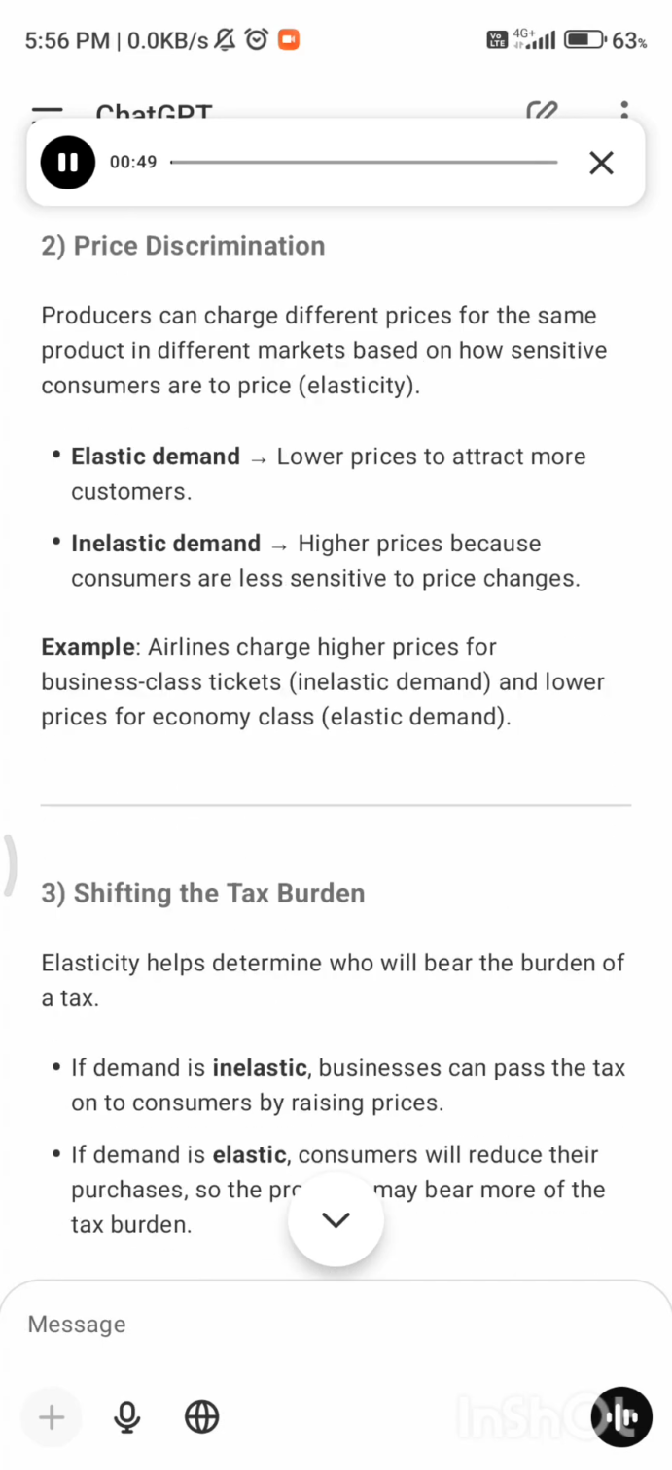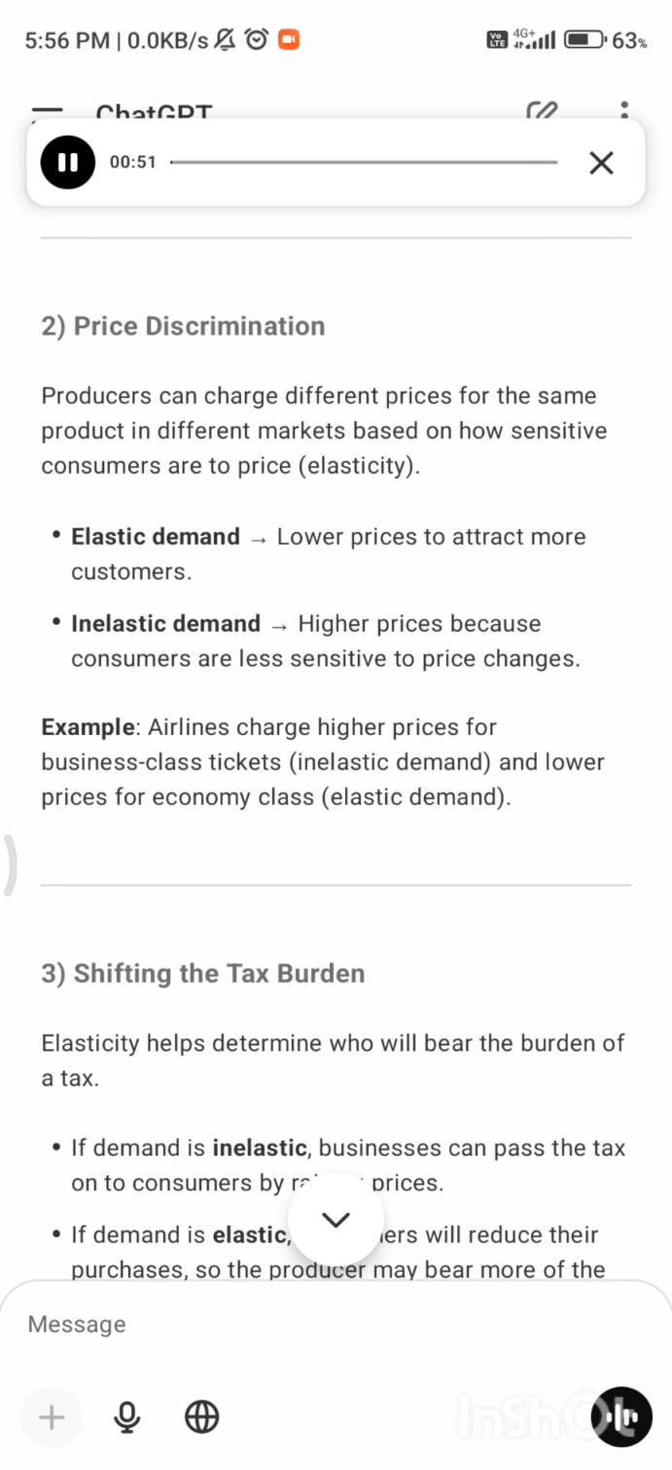2. Price discrimination. Producers can charge different prices for the same product in different markets based on how sensitive consumers are to price, that is, price elasticity. Elastic demand: lower prices to attract more customers. Inelastic demand: higher prices because consumers are less sensitive to price changes. Example: airlines charge higher prices for business class tickets, inelastic demand, and lower prices for economy class, elastic demand.